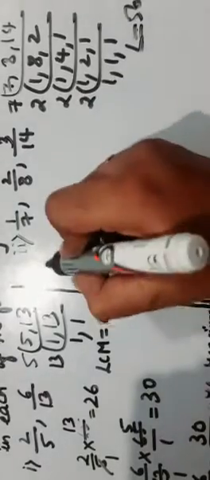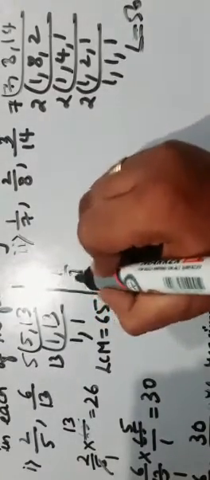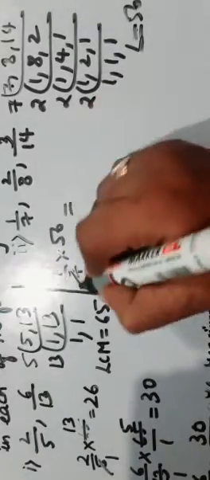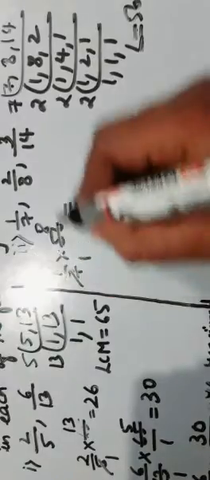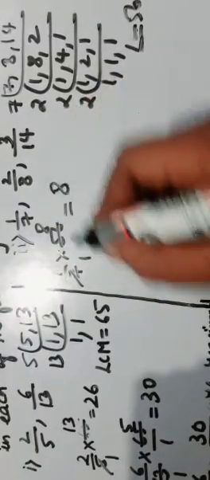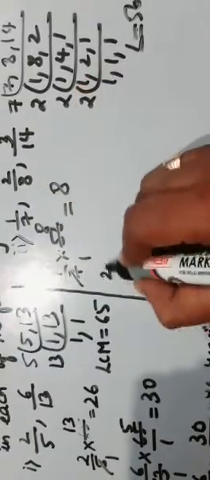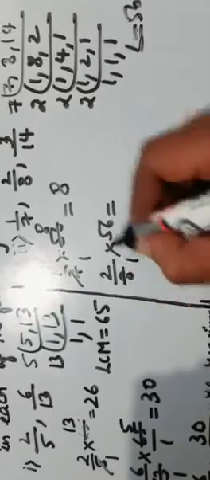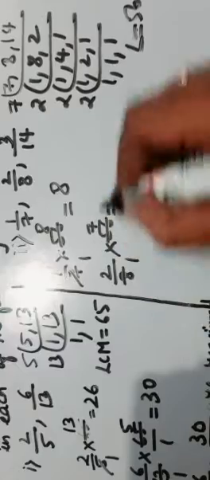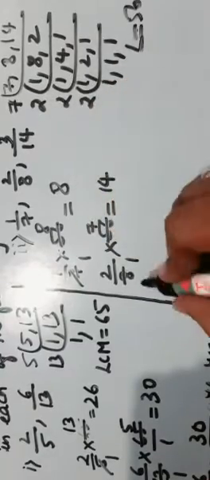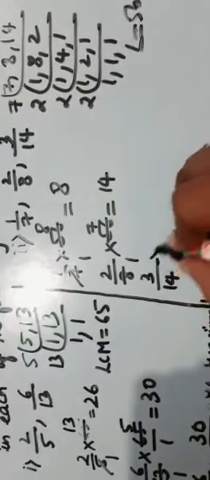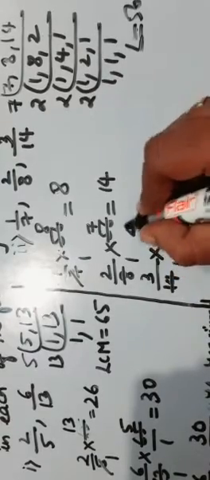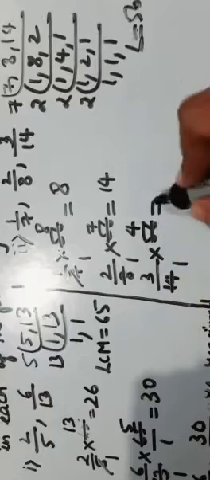Children, now take the first rational number 1 by 7 and multiply with the LCM. So, 7 ones are 7. 7 eights are 56. 8 ones are 8. Then take the second rational number 2 by 8, multiply with the LCM. 8 ones are 8, 7 twos are 14. The third rational number is 3 by 14, multiply with the LCM. 14 ones are 14, 4 threes are 12.